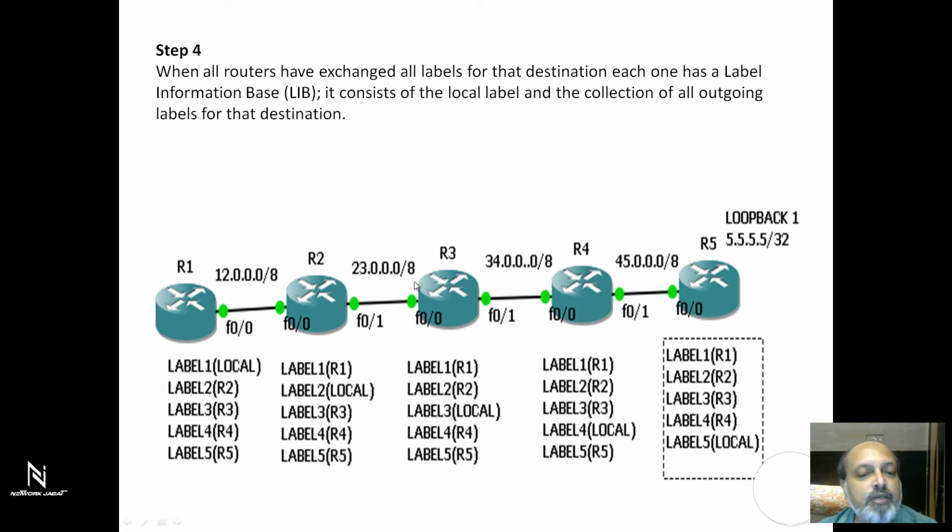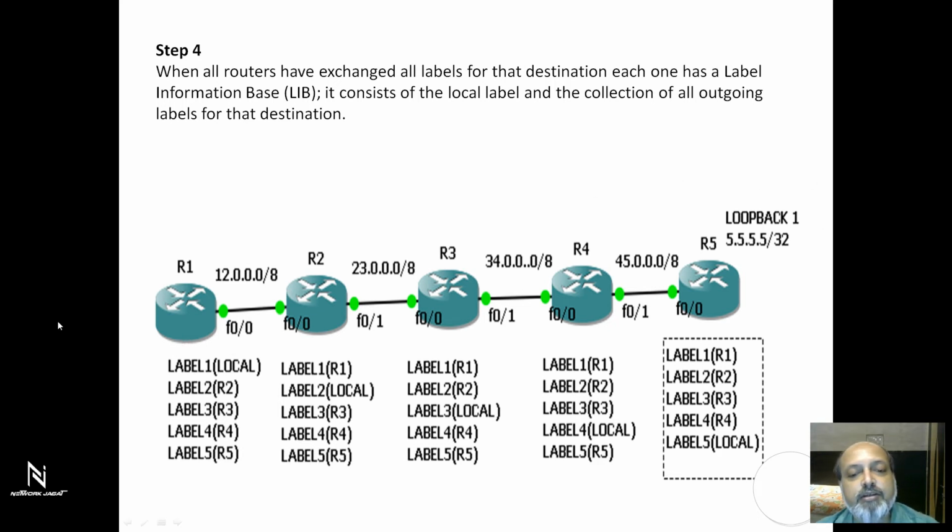Here I would like to mention one thing. This label information base is obviously with respect to a particular destination. And if you consider several other destinations like these, for each of these destinations, all these routers should have the LIB. That means each destination has a specific label information base. Once again, I repeat, each destination reachable by any router has its specific label information base.